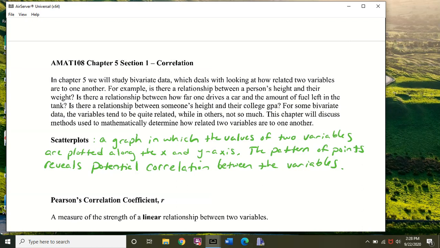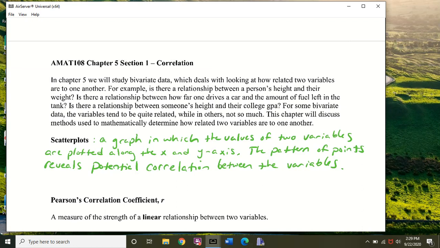Is there a relationship between someone's height and, say, their college GPA? Probably not. For some bivariate data, two variable data, the variables tend to be quite related, while in others, not so much. This chapter will discuss methods used to mathematically determine how related two variables are to one another.